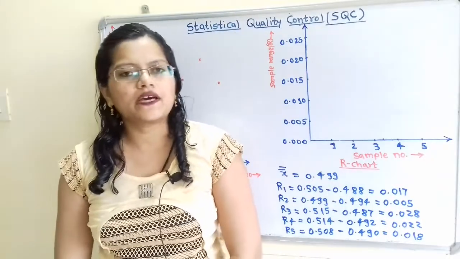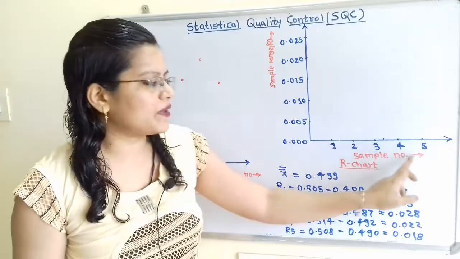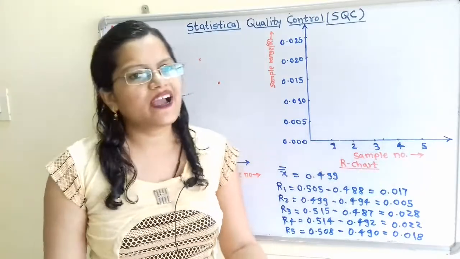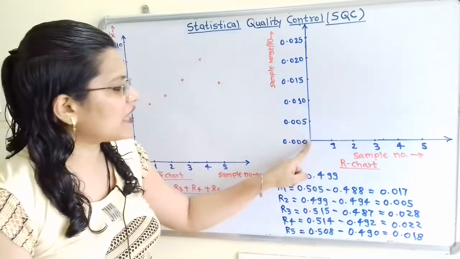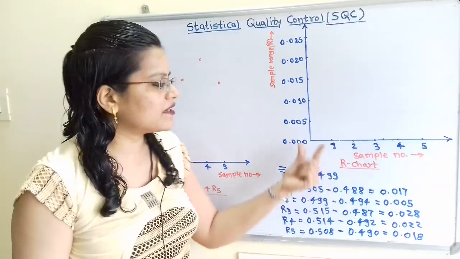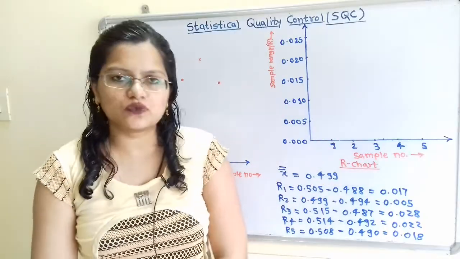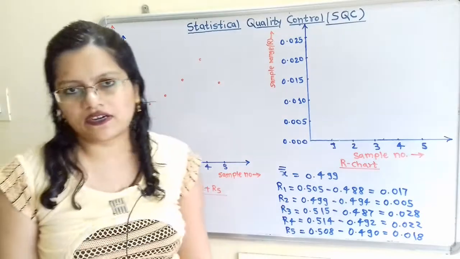Now we will prepare our chart. On the horizontal line we have to plot the sample number, that is 1, 2, 3, 4, 5. So we have to plot these numbers at equal distance apart. So we have to start from 0. So 0 to 1, suppose there is 2 centimeter distance, then in between 1 to 2 there is the same distance, that is 2 centimeter.